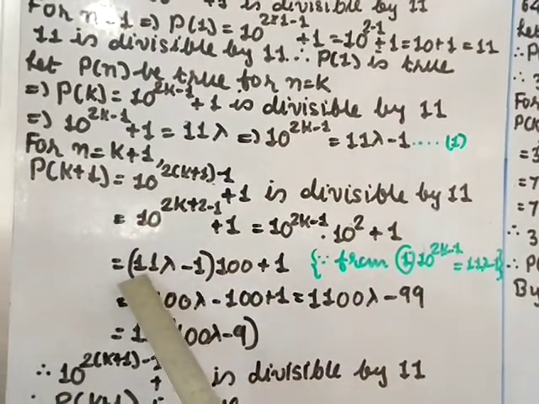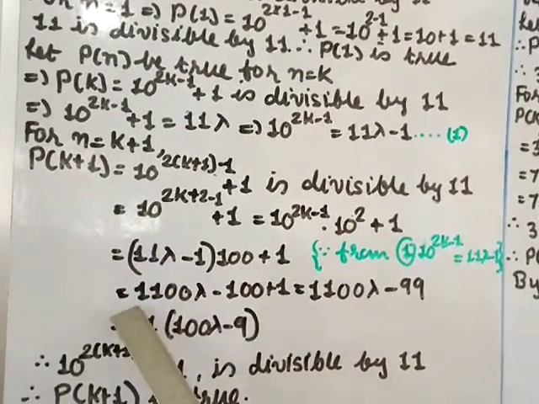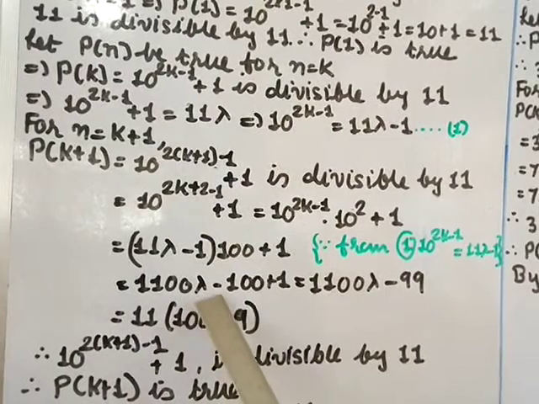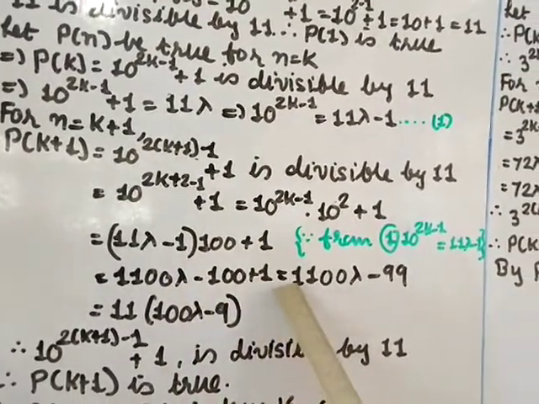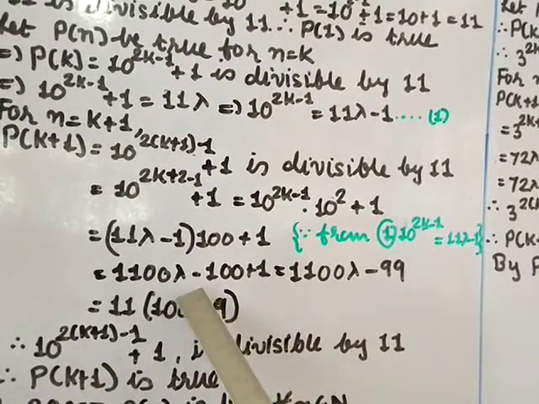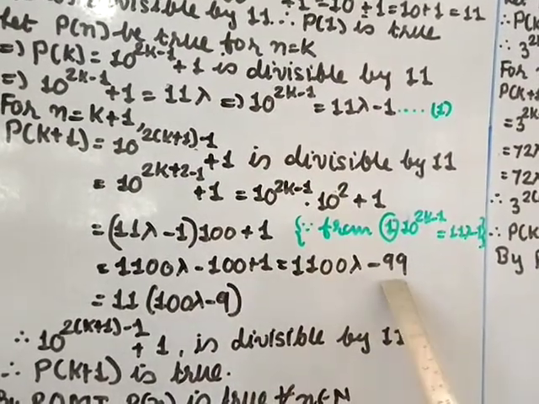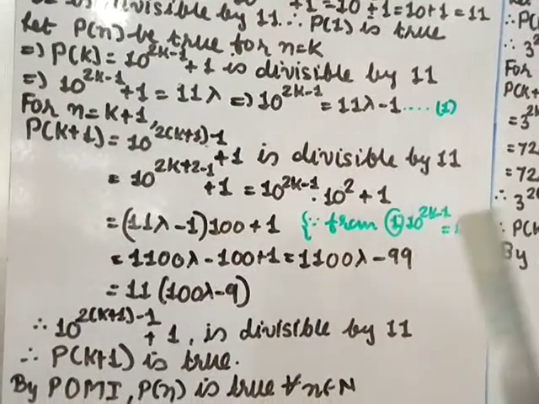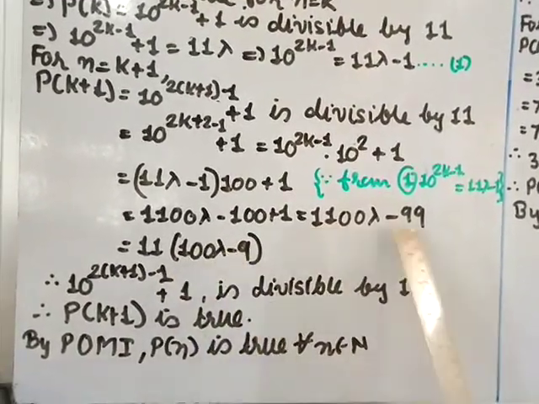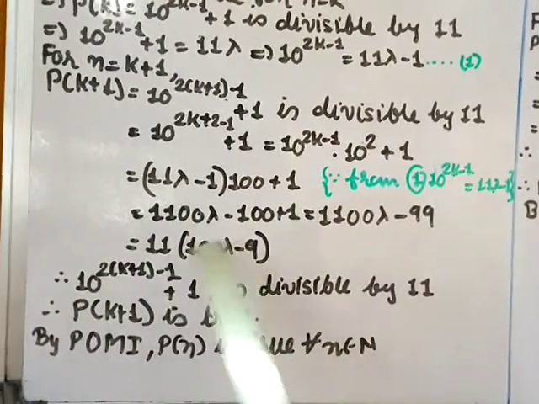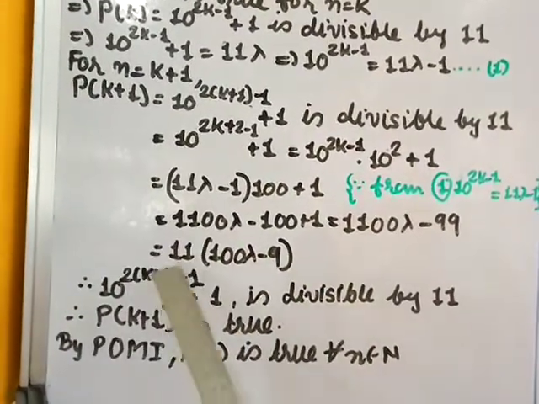Multiply 100 inside, so 11 lambda into 100 gives you 1100 lambda, minus 1 into 100 is 100, plus 1, equal to 1100 lambda minus 100 plus 1, which gives you minus 99. From these two you can take 11 common, so you get 100 lambda minus 9. So we have proved that Pk+1 is a multiple of 11.